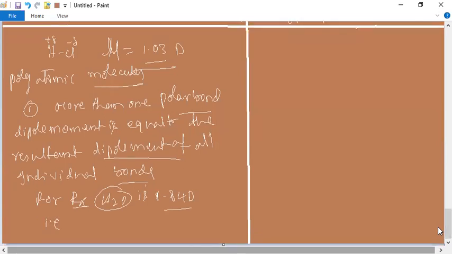That is the H2O structure. You see that it has two dipoles, because oxygen is more electronegative than hydrogen, so oxygen is negative and hydrogen is positive. Here two dipoles are there due to the two OH bonds. So in this case, the net dipole moment is 1.84 Debye.